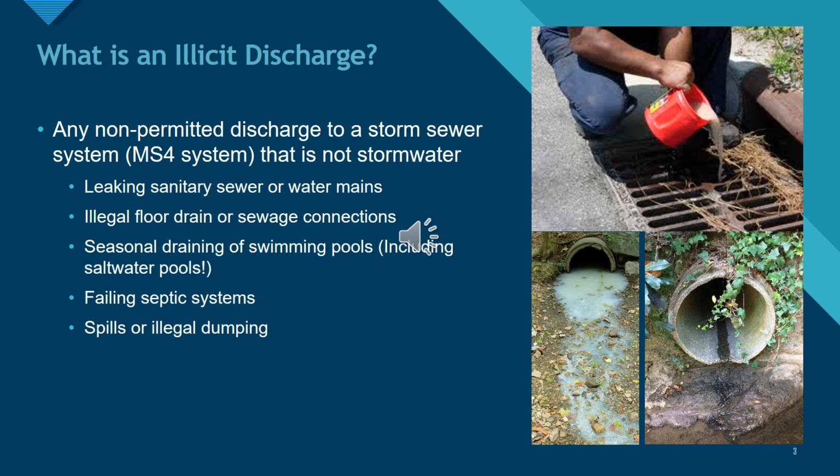So, what exactly is an illicit discharge? It is any non-permitted discharge to a stormwater sewer system, the MS4 system, that is not stormwater. So anything such as leaking sanitary sewer or water mains, illegal floor drain or sewage connections, seasonal draining of swimming pools, including saltwater pools, failing septic systems, spills, or illegal dumping. This can also include paint or oil sheens or sediment runoff. Anything that doesn't look like it should be in a storm drain, that looks like some type of contaminant overall.